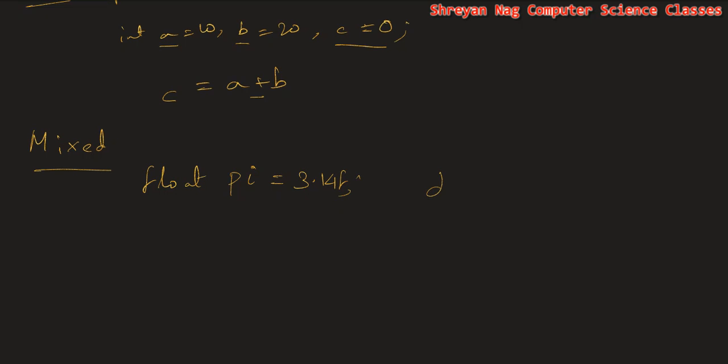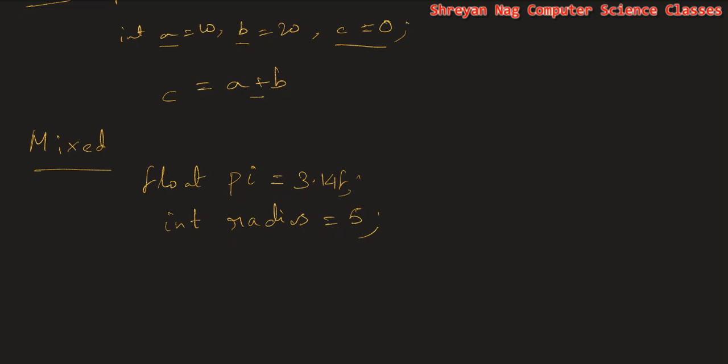But in case you have written double pi equals 3.14, then it won't be an issue. Since I have written float, I have to write f to show the Java compiler that it is a floating type. Now then, suppose int radius. Suppose radius equals 5.